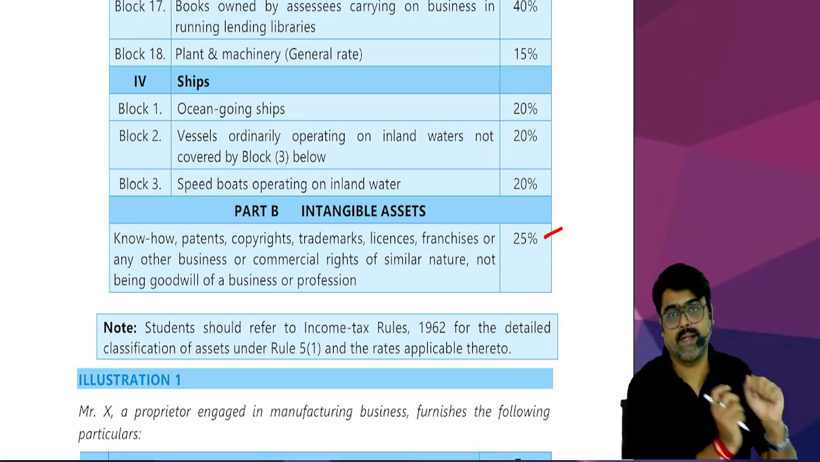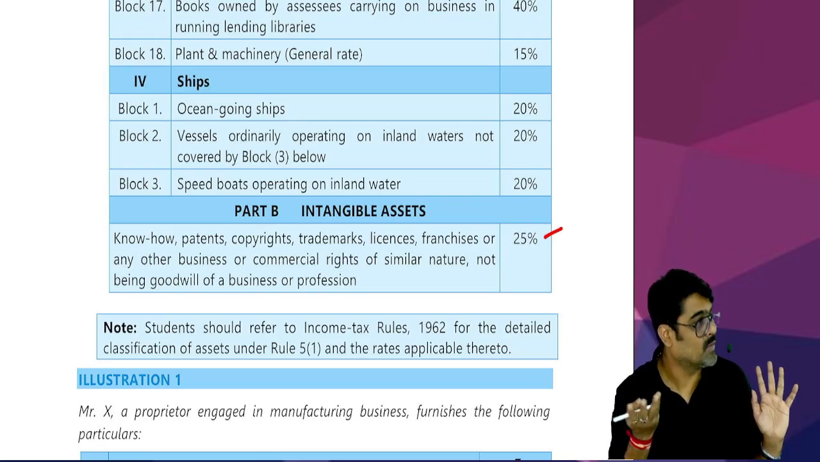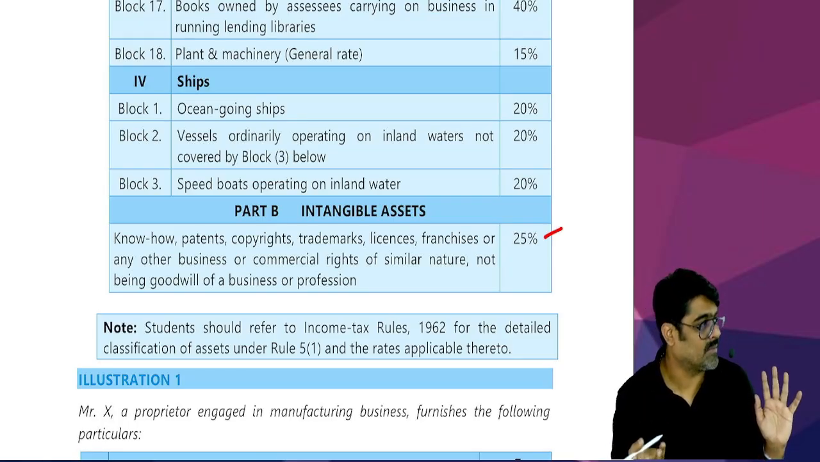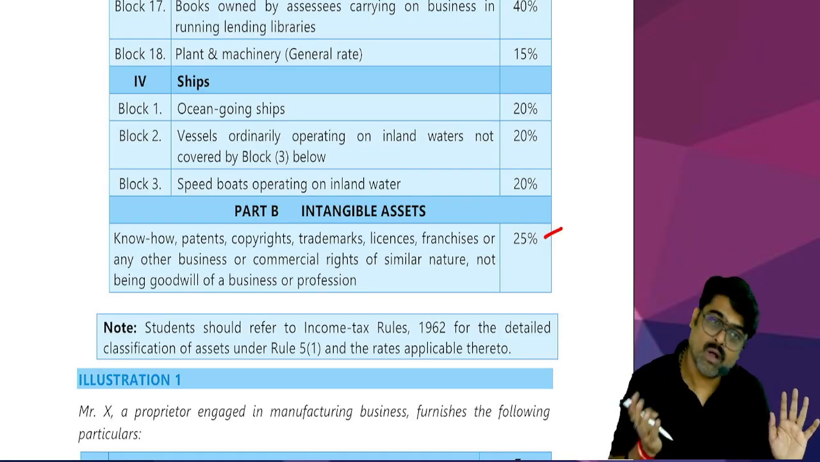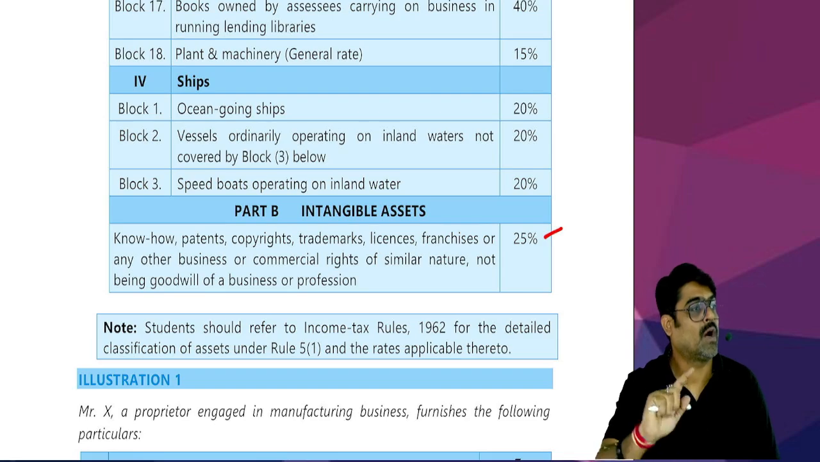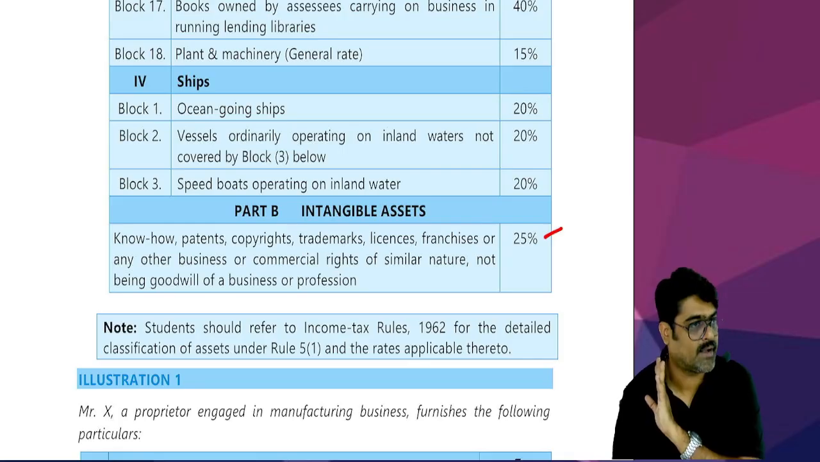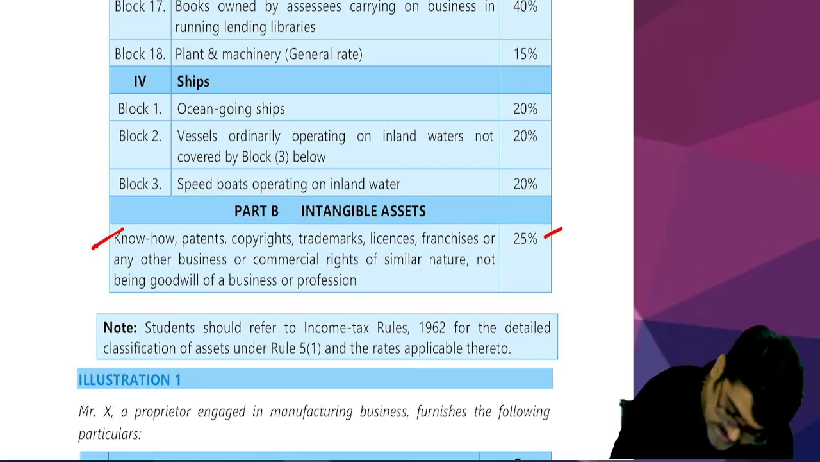Where you will put all the intangible assets, other than goodwill, because goodwill is not an eligible asset anymore. Yes or no? All the intangibles, one block, and on that block value, what rate of depreciation will you apply? 25%. Remember this rate. So for intangibles, only one block.